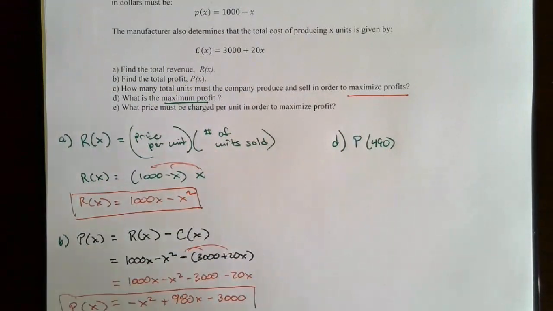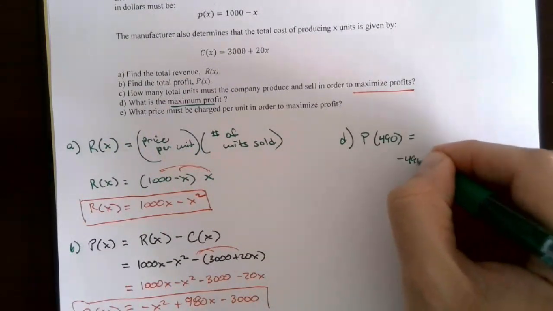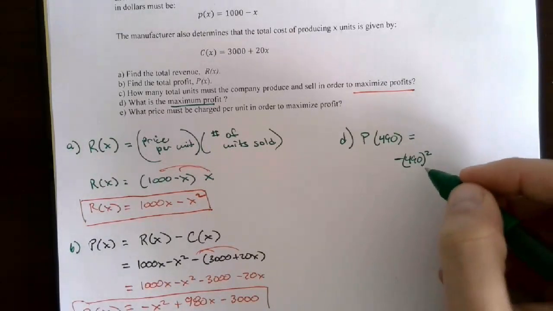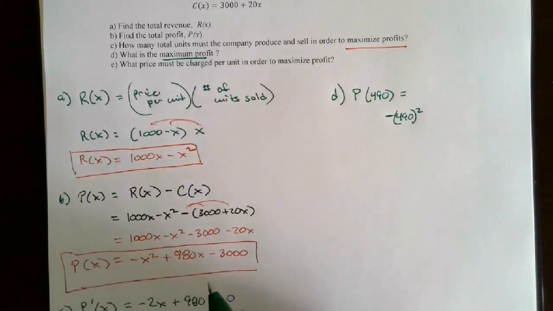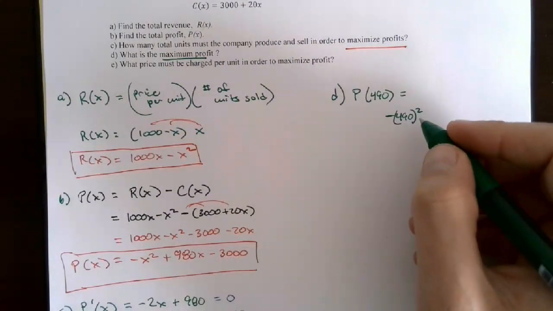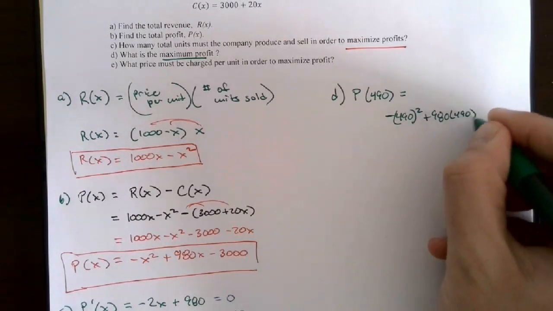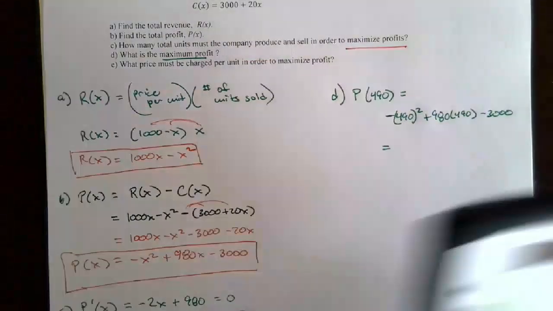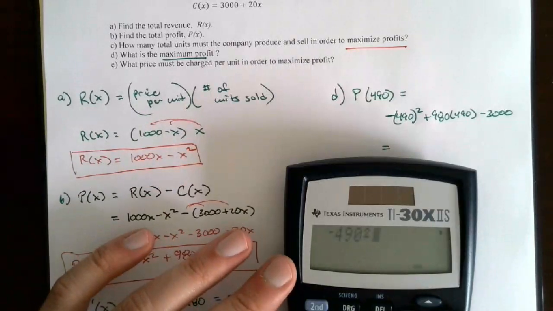So P of 490, you're substituting it into here. You end up with negative 490 squared. The negative is on the outside of that. The 490 is getting squared, not the negative, because you're substituting into this down here. So negative 490 squared plus 980 times 490 minus 3,000. And you're going to evaluate that. We can do it on our calculators. The 490 is getting squared, not the negative sign.